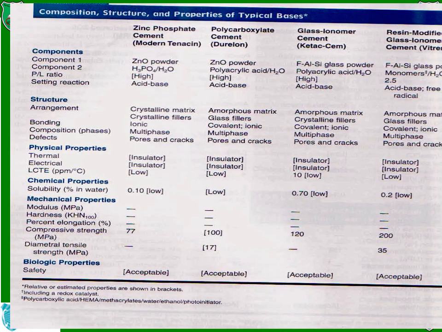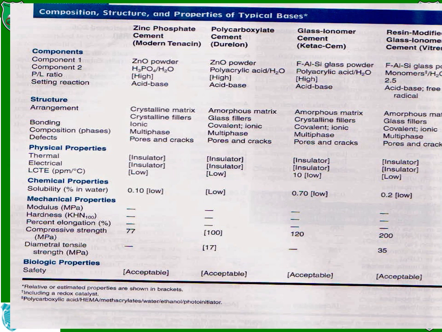So if you look at this table, you can see the compressive strength: zinc phosphate has 77 megapascal, the polycarboxylate has 100, glass ionomer has 120, and finally resin modified glass ionomer has 200 megapascal. So if we take the mechanical properties as a factor to choose a material, resin modified is the best material nowadays to use because it has the best compressive strength.